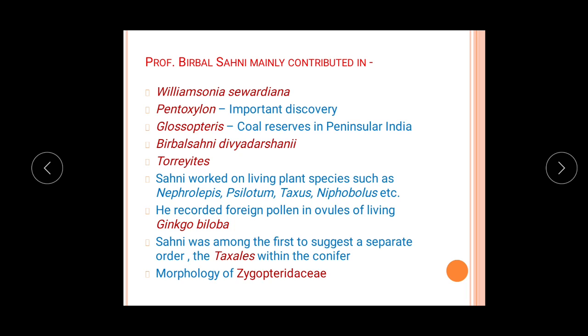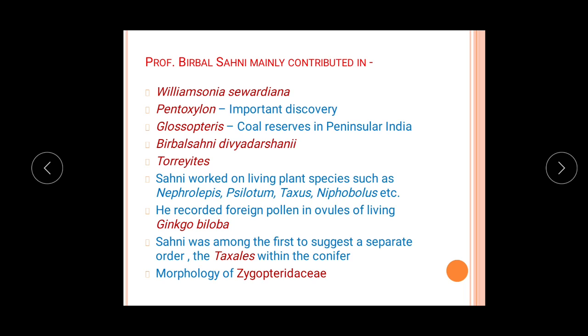Then he recorded the foreign pollens in the ovules of the living Ginkgo biloba. This is a gymnospermic plant, and this Ginkgo biloba is a living plant, but it is considered a living fossil because it is a very ancient plant, but it is still in a living condition. That's why it is called a living fossil. This is the gymnosperm Ginkgo biloba, and Professor Birbal Sahni recorded the foreign pollen in the ovules of this Ginkgo biloba.